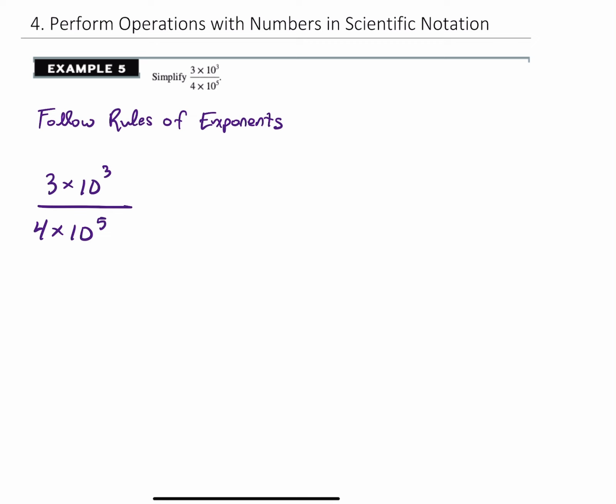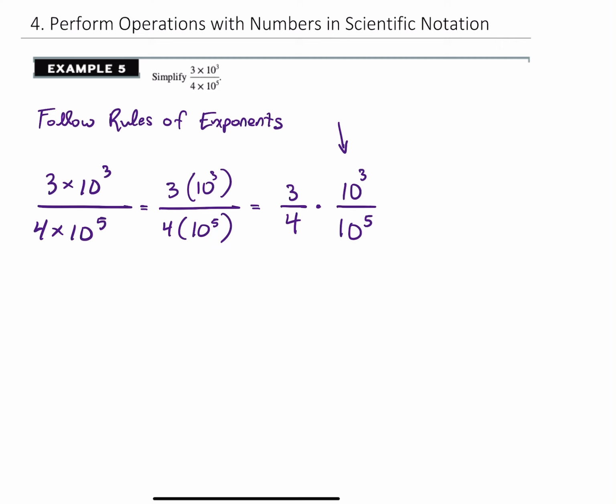So we can express this. This is just multiplication. Maybe I can write it like this: 3 times 10 to the third power over 4 times 10 to the fifth power. Just the same expression, just notating it a little bit differently. So that means we can view this as 3 over 4 times 10 to the third over 10 to the fifth. Everything's being multiplied, so we can split this into a multiplication of 2 fractions. And then this right fraction, we can simplify using rules of exponents.